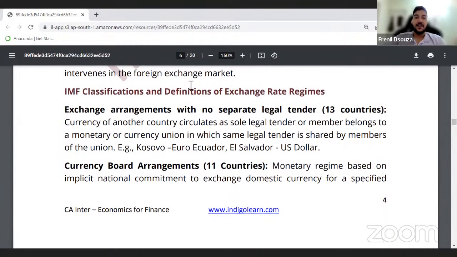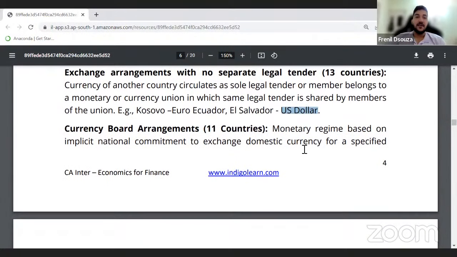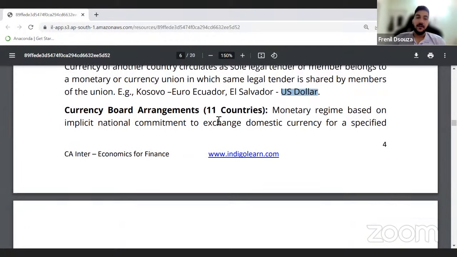First one is the exchange arrangement with no separate legal tender. Now this means that these countries, usually small countries or islands, don't have their own currency at all. Their official legal tender is dollars. They consider US dollars to be their currency, and they do their business in that particular currency itself, right? US dollars. This is called exchange arrangements with no separate legal tender.